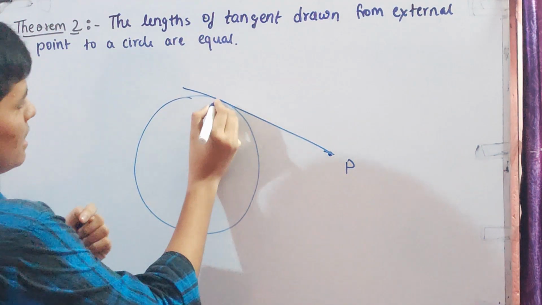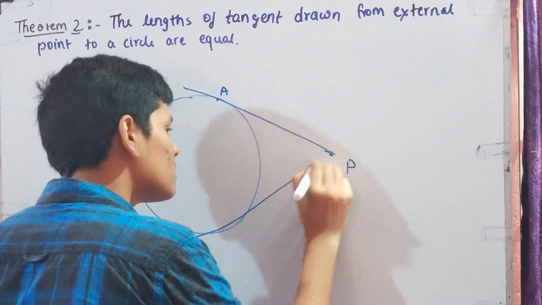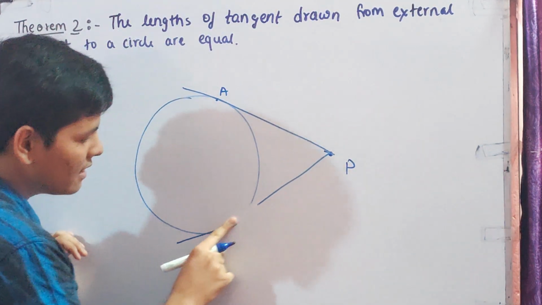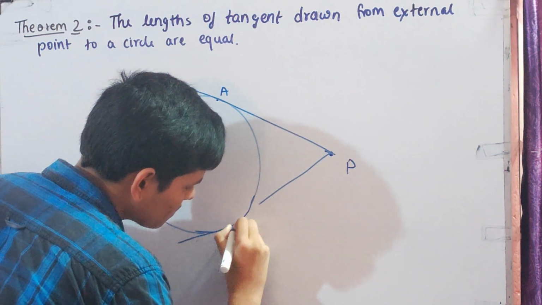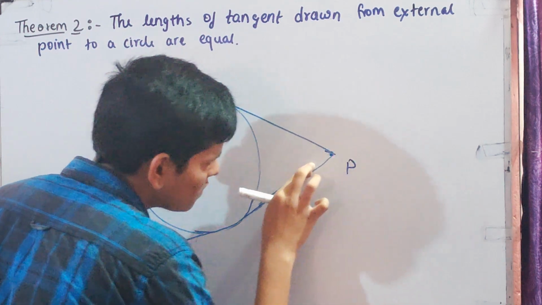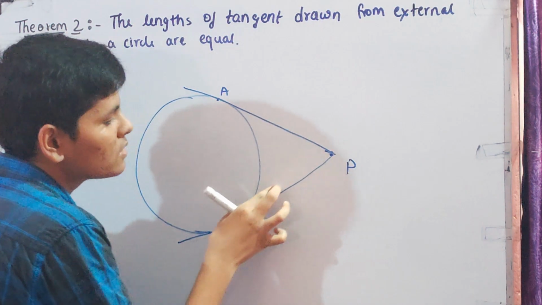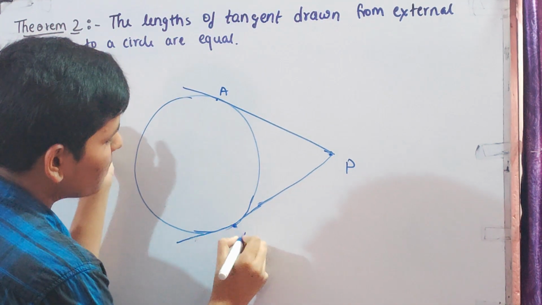Let it be P, A. And one more tangent we can draw like this. I mean, this is looking like a secant, but so from one single point, two tangents can be drawn, PA, and let this point be PB.